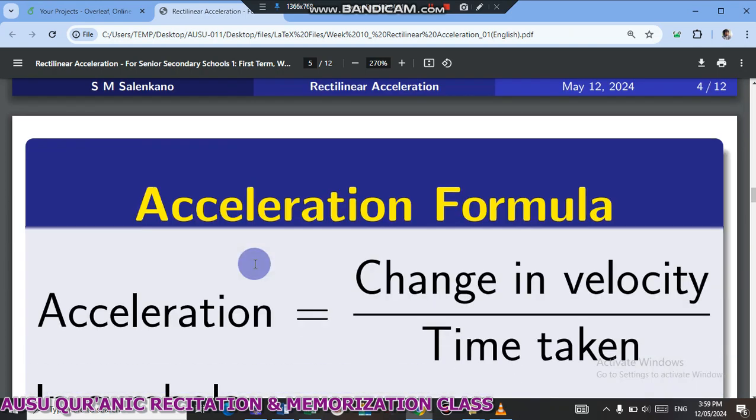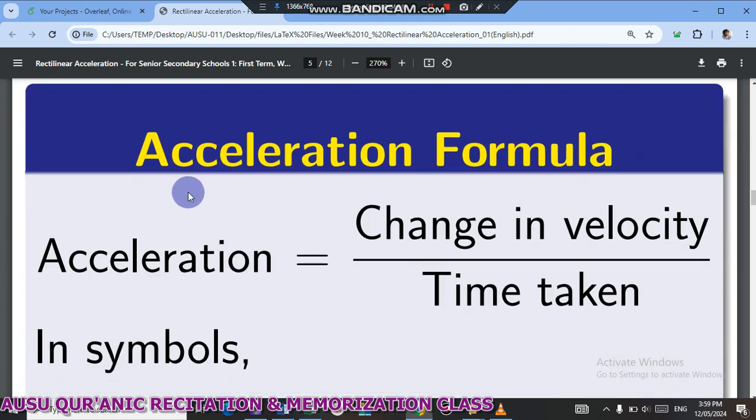Now, what is the formula for calculating acceleration? Here is the formula in words. Acceleration equals change in velocity divided by the time it takes to change. Meaning, if I want to measure acceleration, I will have to measure the change in velocity of an object and then divide that change in velocity by the time the velocity has taken to change.